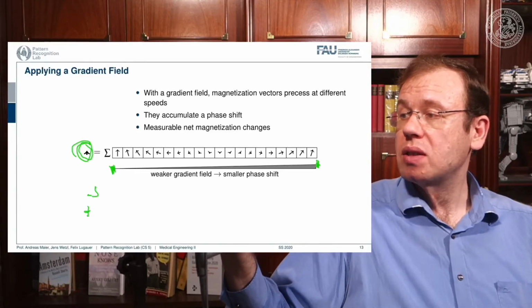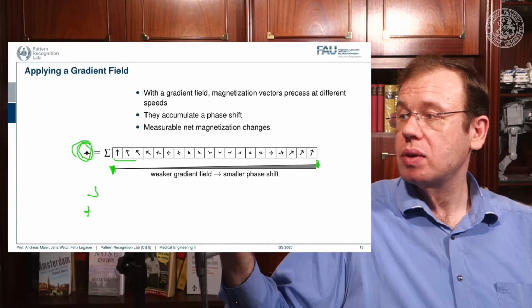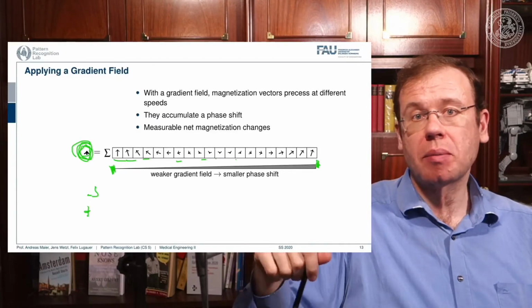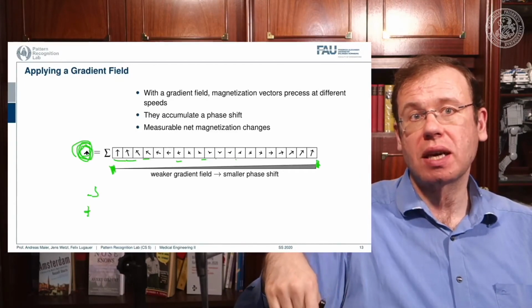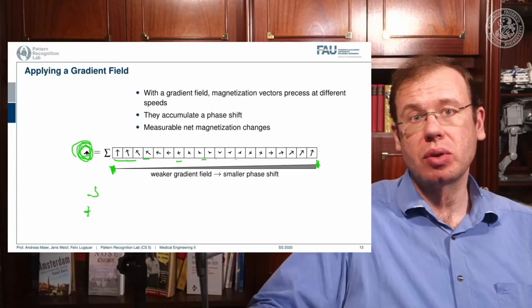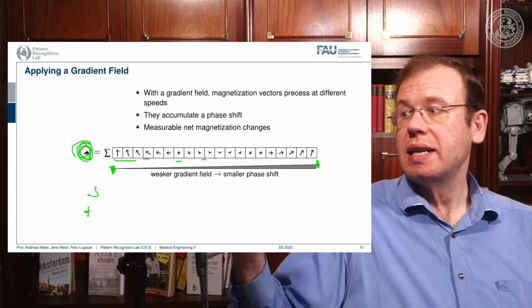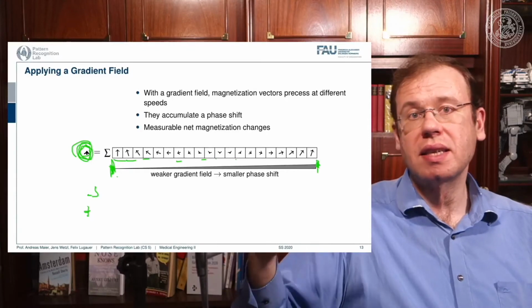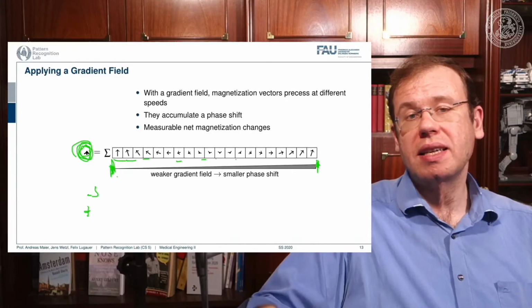But now, because we orient the arrows in different directions, the sum will no longer add up to this large magnetization as we had previously, but it will be reduced. And now I can play with this gradient and see how I can modulate the net magnetization of my vector.